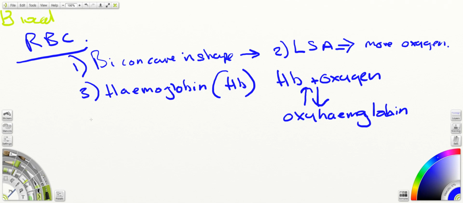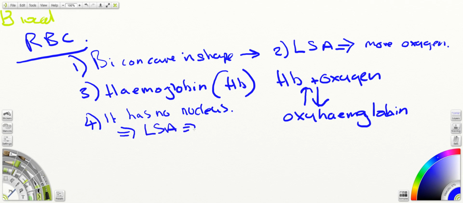Another thing that you need to know about the red blood cell is number four, it has no nucleus. So the question becomes, well, why is this important? Because this gives it a larger surface area to carry more oxygen. So you can carry more oxygen. There's no messing about with oxygen. Your body needs it, so it's going to make space for it.